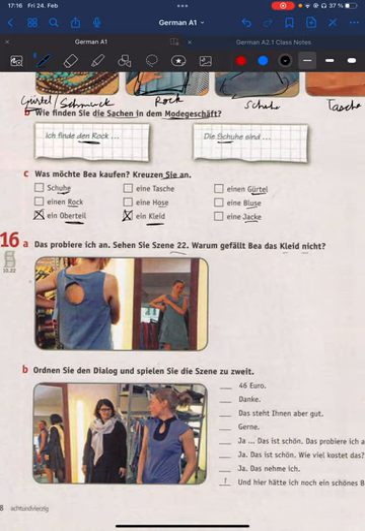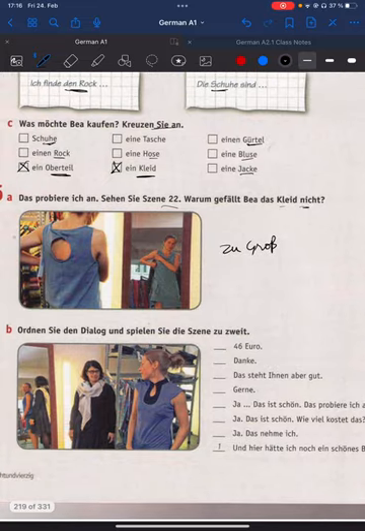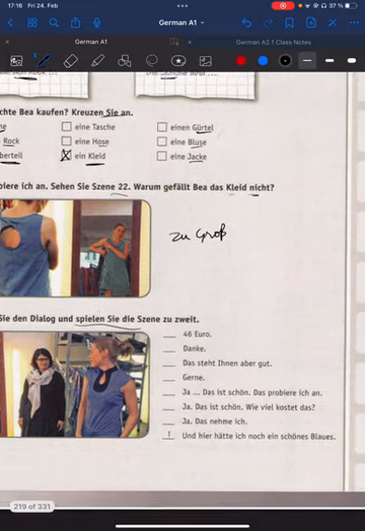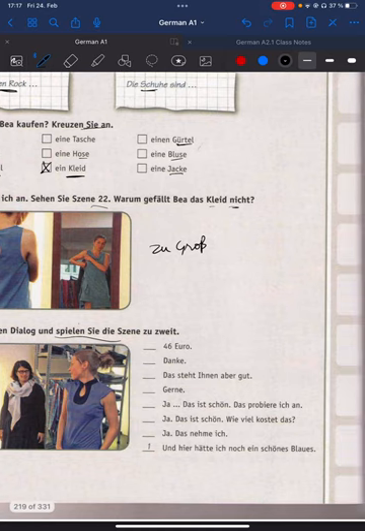Warum gefällt mir das Kleid nicht? Okay, because this is too big. And she also told it's too big. Okay, then ordnen Sie den Dialog, spielen Sie. Okay, arrange the dialogue and play it in a group of two.